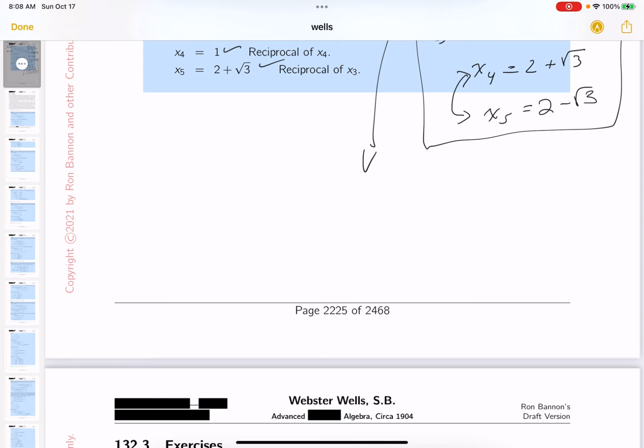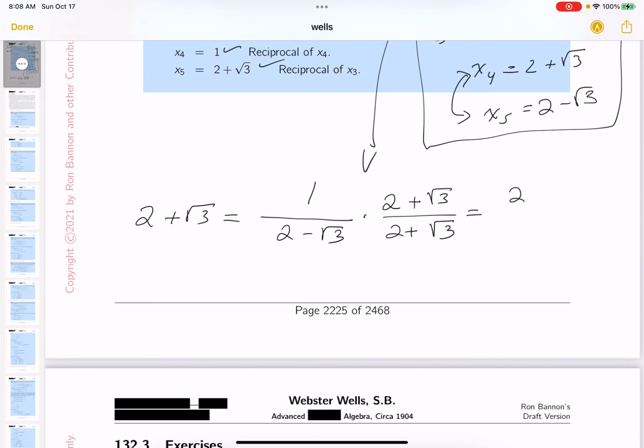To show the reciprocals, what I'm really trying to show you is that x4, which is 2 plus root 3, is actually the reciprocal of x5. Well, the reciprocal of x5 is this one over here. Now, this looks a little strange to me, but let's take a look. I'll multiply top and bottom by 2 plus root 3. I'm trying to rationalize the bottom. What do you get on top? Well, 1 times 2 plus root 3 is 2 plus root 3. What do you get on bottom? You would get 4 minus 3, which is 1.